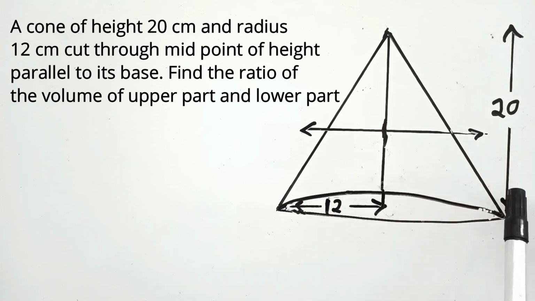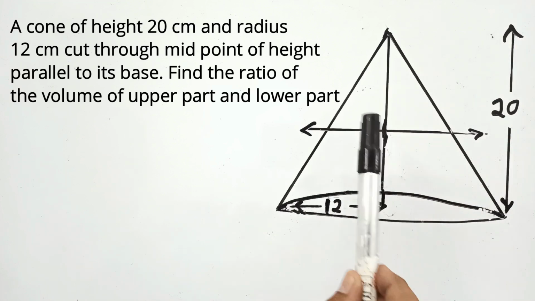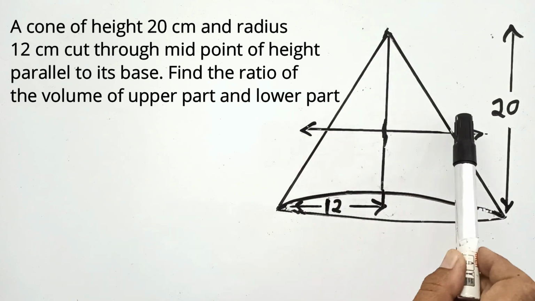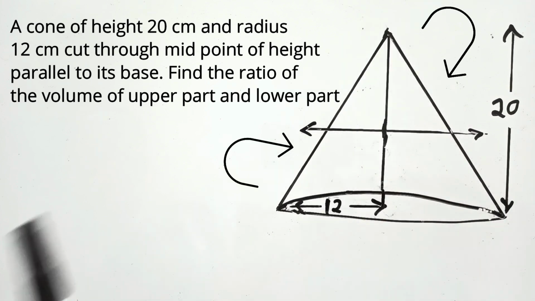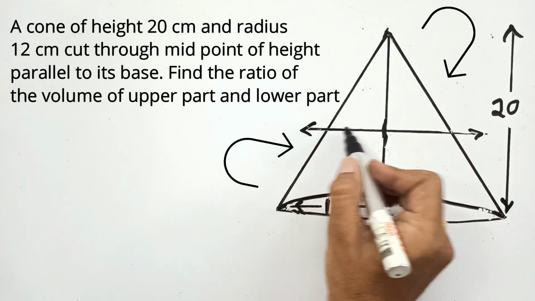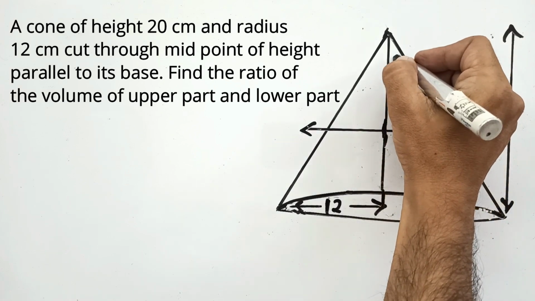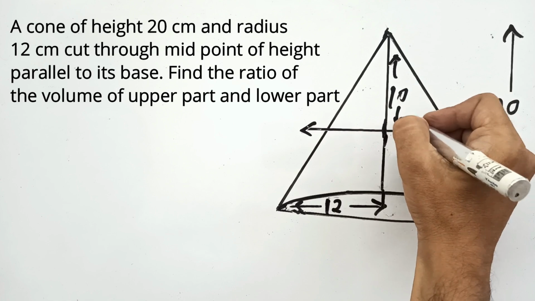A cone of height 20 cm and radius 12 cm is cut through the midpoint of its height, parallel to the base. Find the ratio of the volume of the upper part and the lower part of the cone. Now see, student, this cut is through the midpoint of its height, so this will be 10 cm. This portion means the height of the upper part.